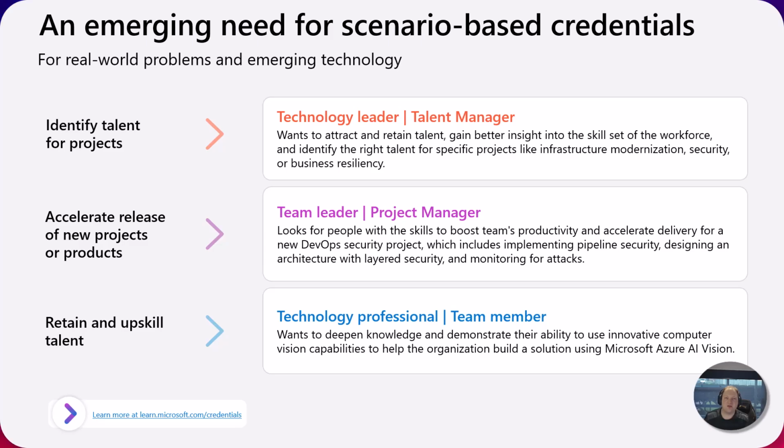The second scenario is about boosting team productivity and accelerating project delivery. With technology changing at such a rapid pace, you need your team to be able to quickly acquire and prove targeted skills. For example, a project manager leading a project for DevOps security might be looking to find talent that's skilled in pipeline security, designing architecture with layered security, and monitoring to help prevent cyber attacks. These are very specific skills, and the inability to find them when you need them the most could delay your projects or even make them more expensive.